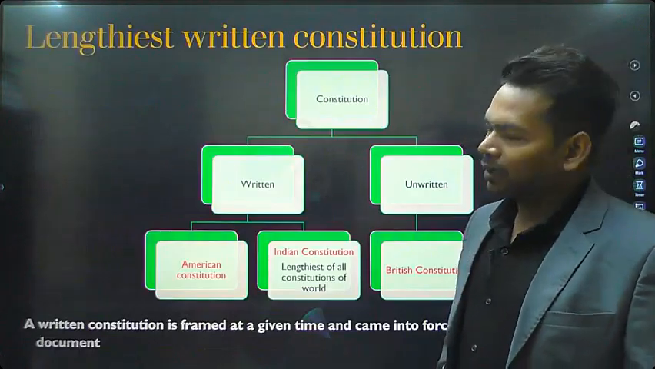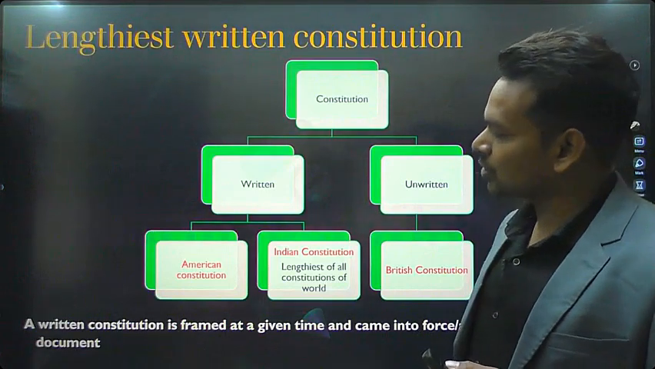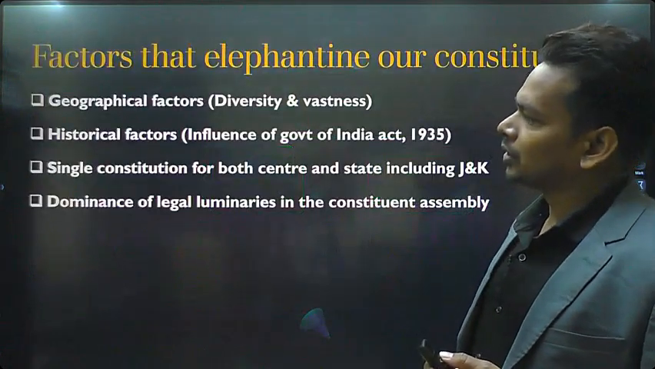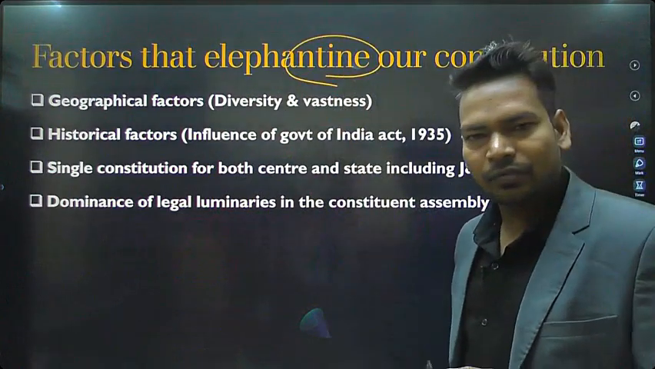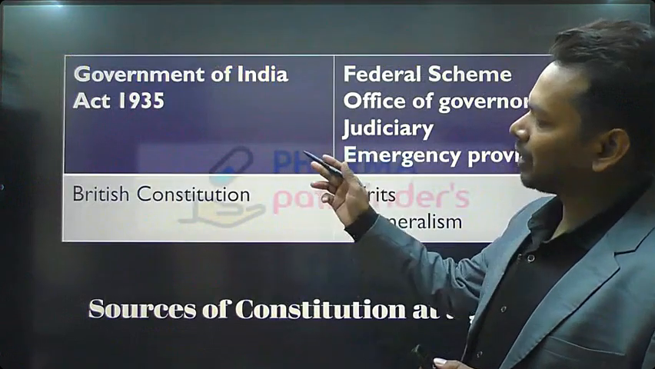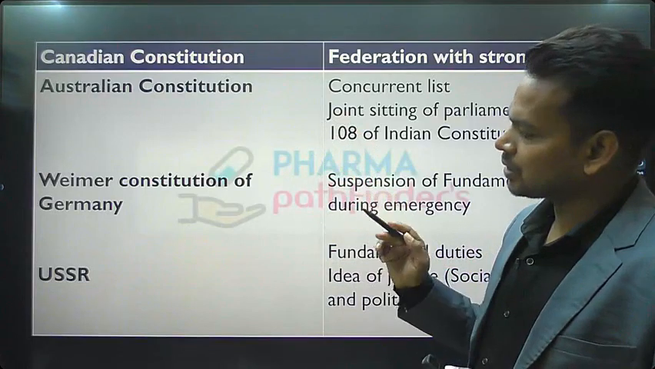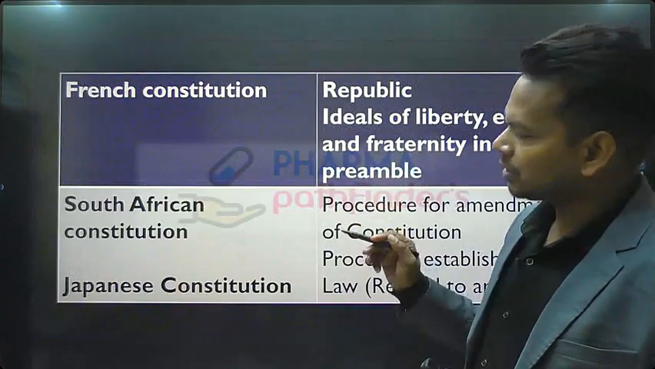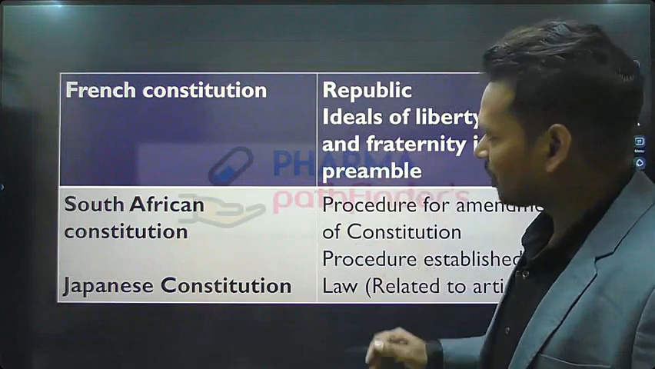India has the lengthiest constitution of the world, you can say. The oldest constitution is the American Constitution. These are the reasons for the elephantine structure of the Indian Constitution. It has been drawn from various sources like the Government of India Act, British Constitution, Canadian Constitution, Australian Constitution, Weimar Constitution, USSR, French Constitution, South African Constitution, Japanese Constitution. These are the different things we have taken.